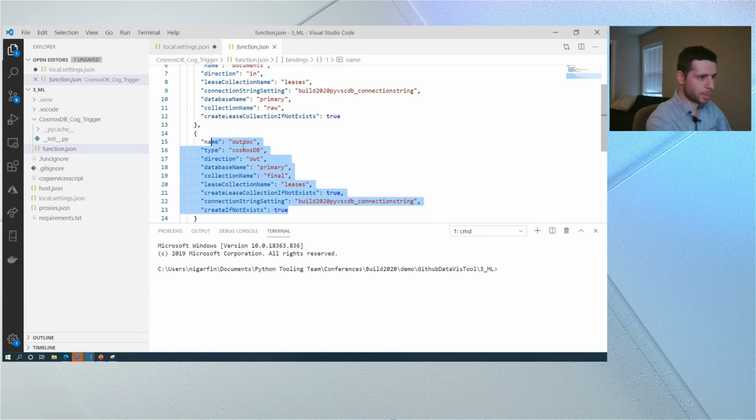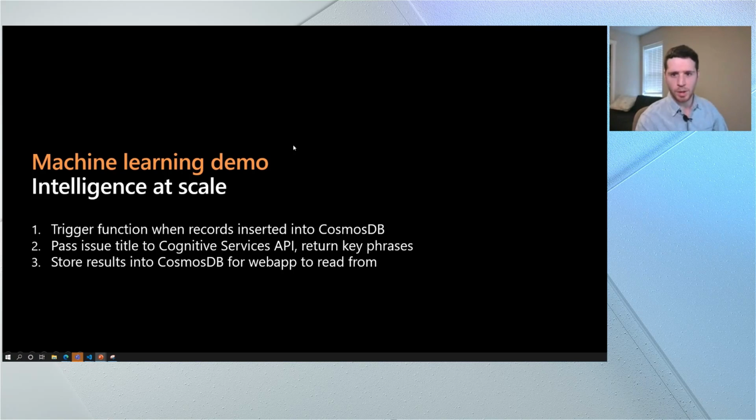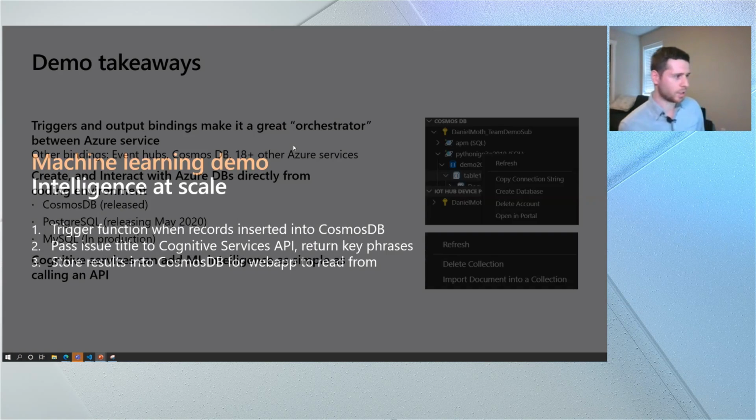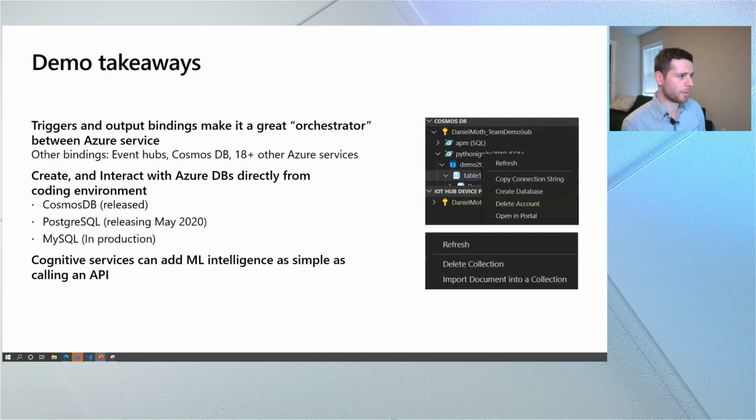So let's jump back into our PowerPoint and talk a little bit more about the web app side of things. But first, let's take some of those demo takeaways away. The first one is those trigger and output bindings. They're really easy to configure. They make great orchestrators between Azure services. I think there's over 18 different ones, from Cosmos Database, Event Hubs, all different sorts of ones. So really nice to tie services together.